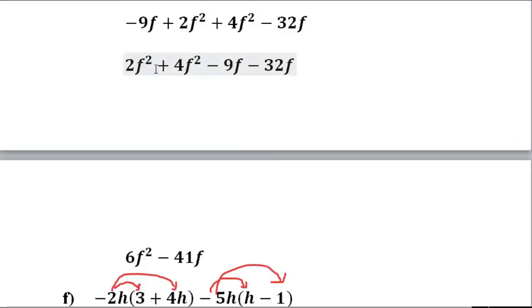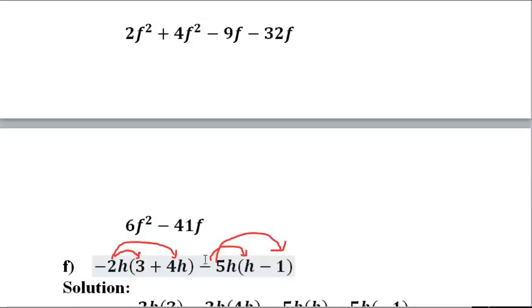Positive 2f squared and positive 4f squared gives us positive 6f squared. Negative 9f and negative 32f gives us negative 41f. This is the simplified expression because we can't add or subtract these two terms, as they are unlike terms.